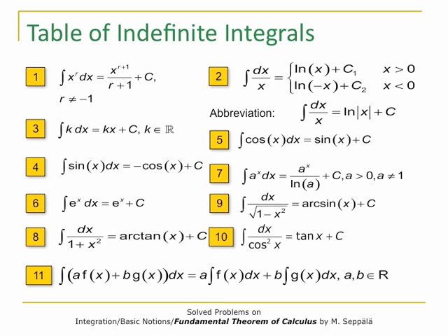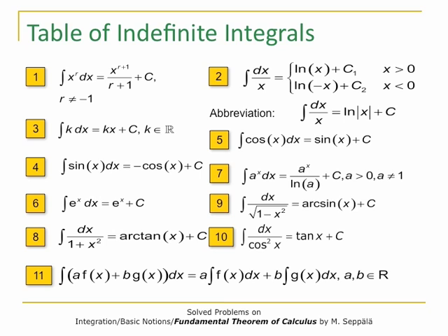Here a is greater than 0 and different from 1. If a equals 1, then a to the power x is the constant function 1. The eighth rule says that the integral of 1 divided by 1 plus x squared is arctangent of x plus the constant of integration. The ninth rule says that the integral of 1 divided by the square root of 1 minus x squared is arcsine of x plus the constant of integration. The 10th rule says that the integral of 1 over cosine squared of x equals tangent of x plus the constant of integration.